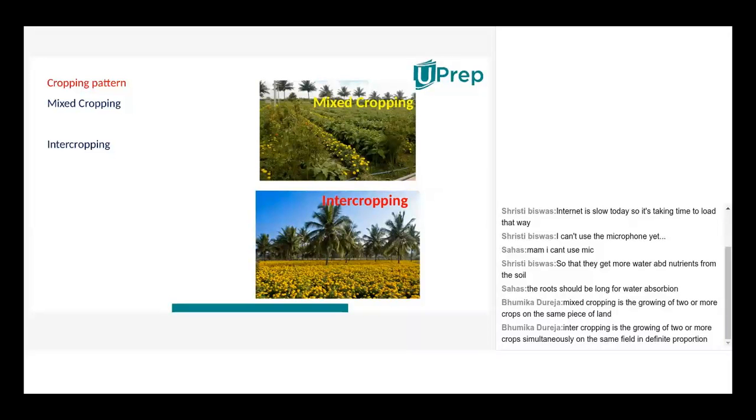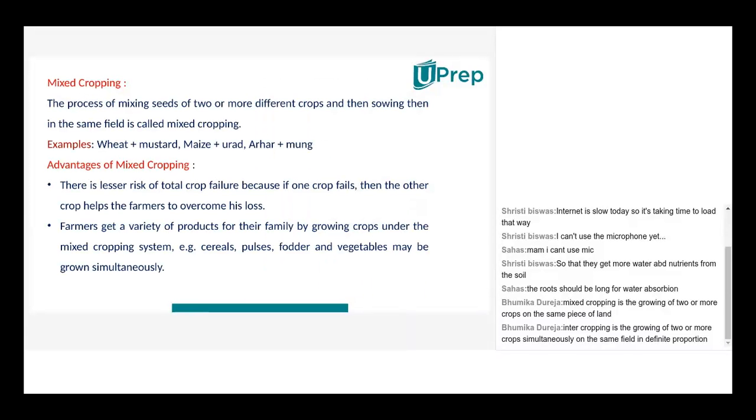There are several disadvantages also of mixed cropping. Irrigation might not be that much of a problem, but harvesting could be a problem. All of them have to be harvested together. So even the harvested grains will also be all mixed together. You can't segregate because the purpose is not segregation, right? So mixed cropping, first we start with mixed cropping.